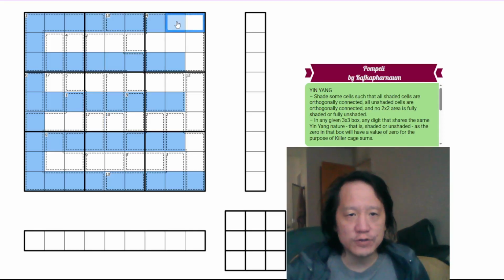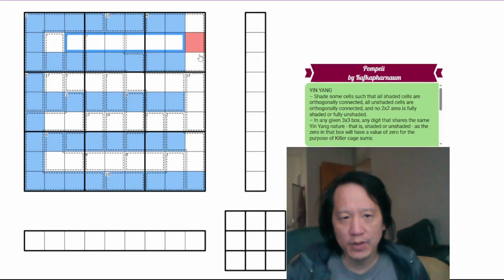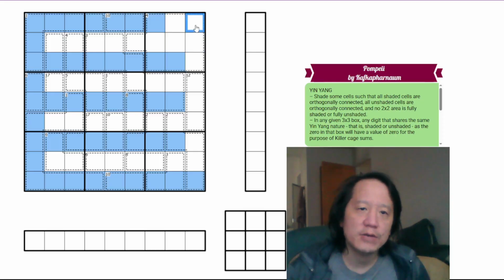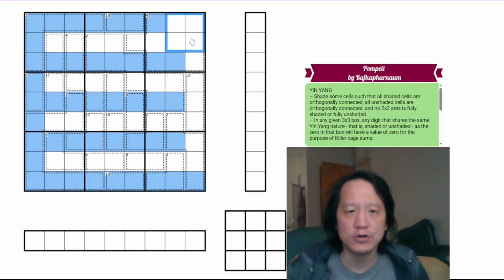And we finally have no 2 by 2 areas fully shaded or fully unshaded. So this would not be a valid yin-yang shading, because we would have to go from these cells to the other unshaded cells through a corner, or we'd have to go through the shaded region, which is not allowed. This is not a valid yin-yang shading, because we have a 2 by 2 area that's all unshaded. And again, we can't have a 2 by 2 area that's all shaded or all unshaded.